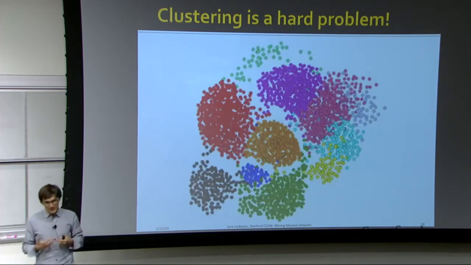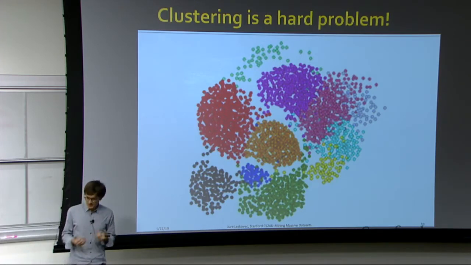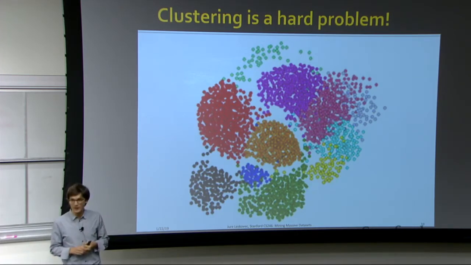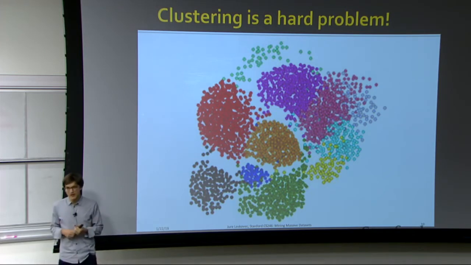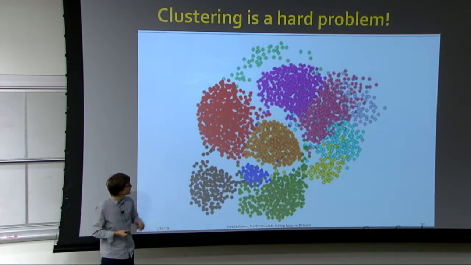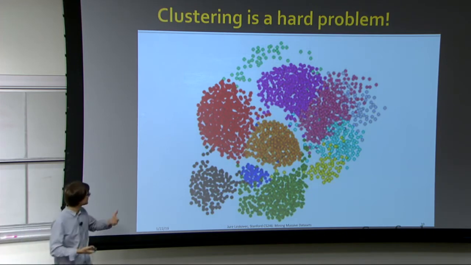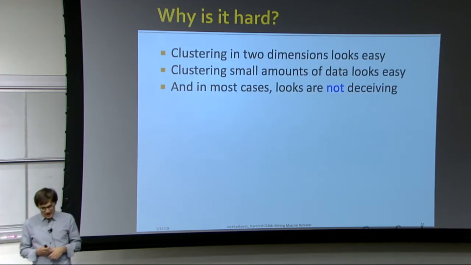Another thing that is important is that even though everything looks simple in two dimensions and all my examples will look trivial, when you go to high dimensions, things are highly non-trivial. Here is one example of a projection of a multidimensional data set on two dimensions. And you see things are no longer trivial. And it seems that these clusters are not so well separated. So why is it hard?